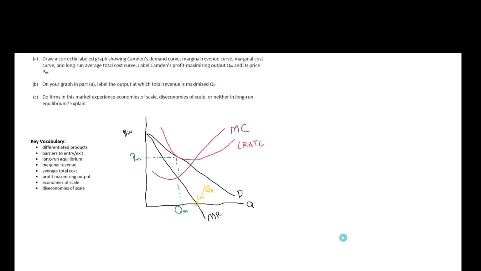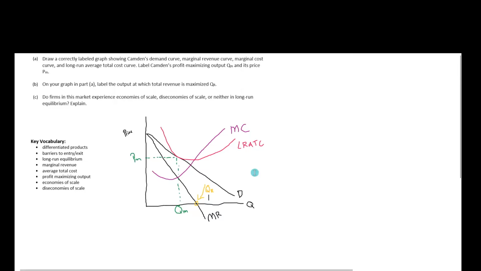Now looking at part C, does this firm experience economies of scale, diseconomies of scale, or neither in the long run? So we know this firm is in equilibrium right here. It's on the downward sloping part of the long run average total cost curve. So that means that costs of production are falling. So that is the definition of an economy of scale here.